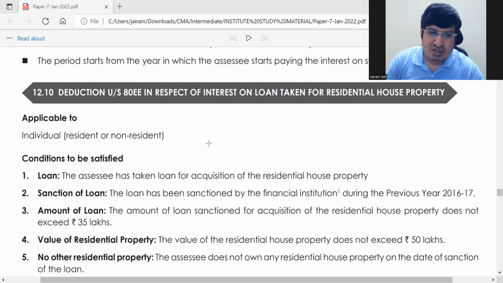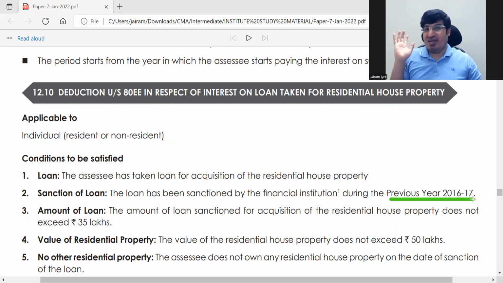And the loan must be sanctioned during previous year 2016-17. This is a condition, and it is only for 1 year. If the loan has been sanctioned only during this year 16-17, only then this section applies, otherwise it doesn't apply. Remember, only for 2016-17. If it is any other year, this section will not apply. If the loan is sanctioned in 2016-17, you will get the deduction of interest later also. The loan must be sanctioned in this previous year.